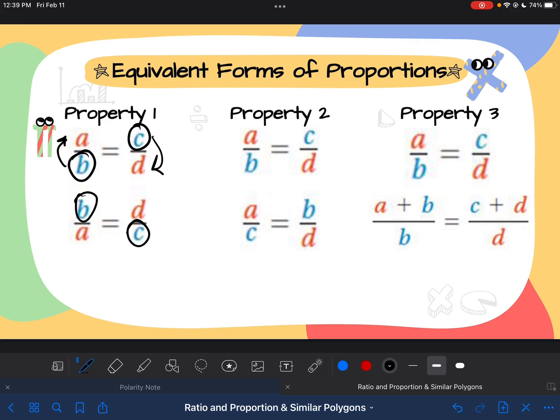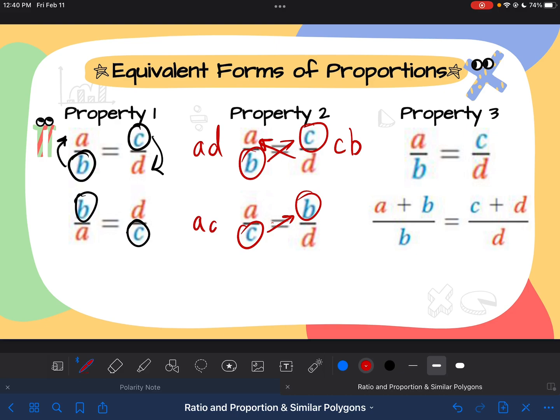Now in property 2, you can actually switch diagonally. For example, we can switch C and B, just like this. Either way, the answer will become AD and CB or AD and BC. Okay? It still gives you the same answer as you solve this problem.